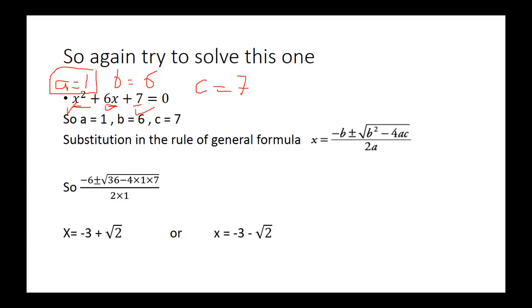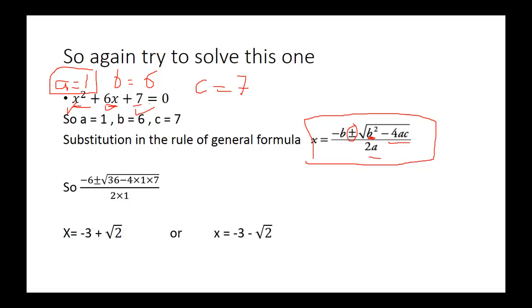So substitute these numbers in the general formula. x equals negative b, positive or negative, square root of b power 2 minus 4ac, over 2a. So negative 6, positive or negative square root of 36, which is 6 power 2, since b equals 6.